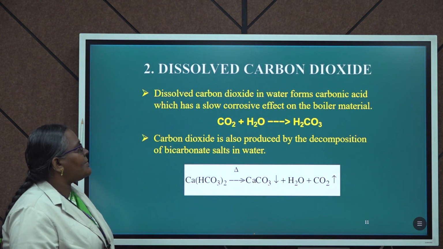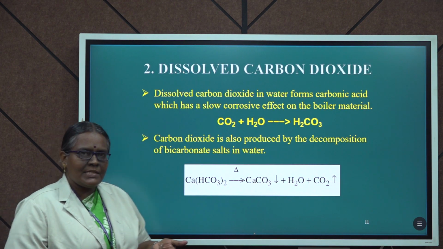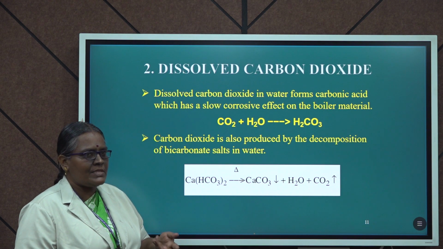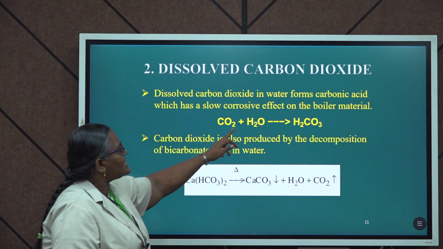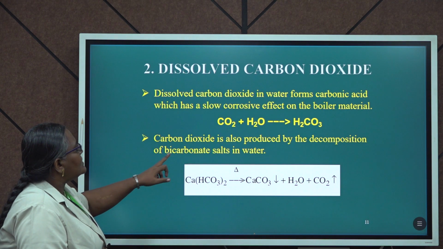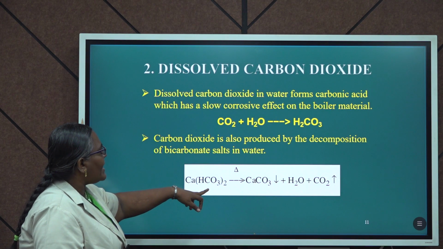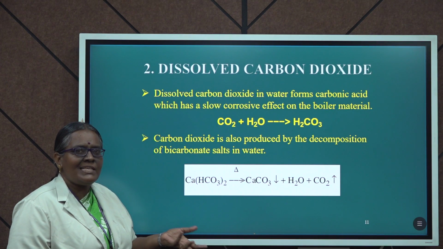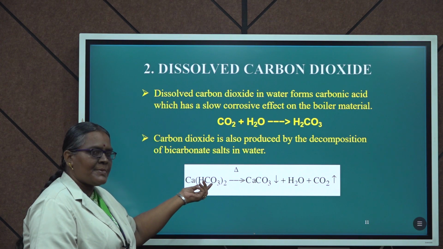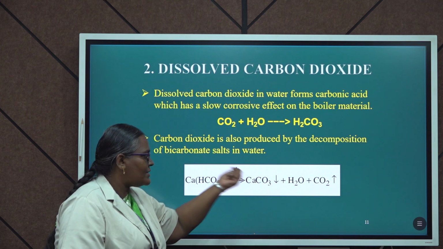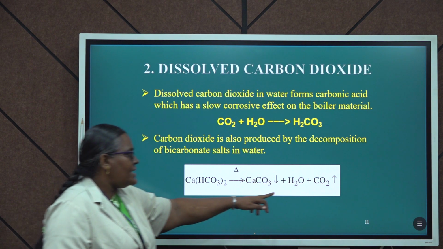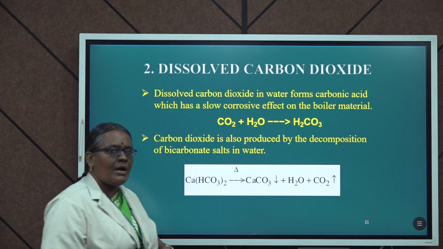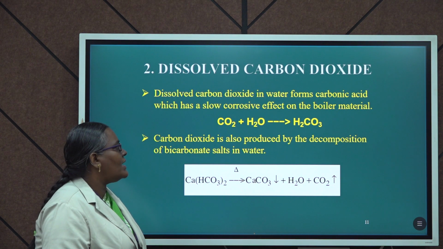Next, dissolved carbon dioxide. Normally carbon dioxide reacts with water to form carbonic acid. This carbonic acid is a mild corrosive agent. CO2 plus H2O gives H2CO3. This carbon dioxide is also produced by decomposition of calcium bicarbonate. When the water has not been properly softened, these salts may be present. At high temperature, they decompose to give calcium carbonate and carbon dioxide. This carbon dioxide can react with water to give carbonic acid. This is a corrosive agent.